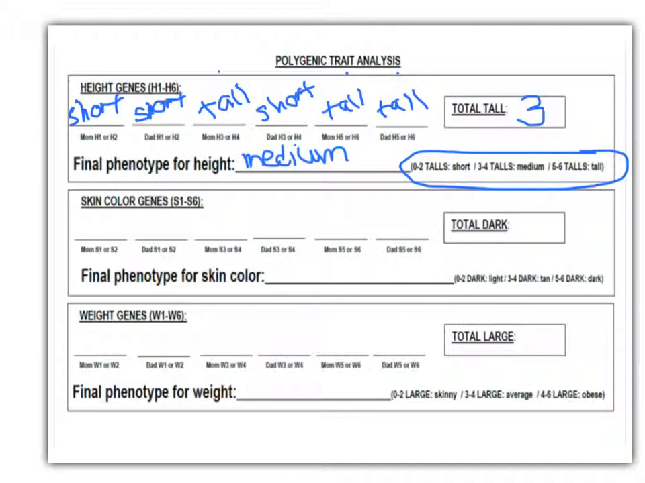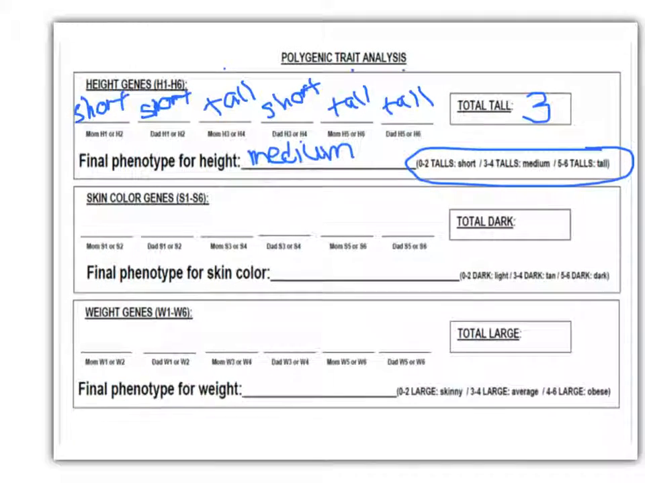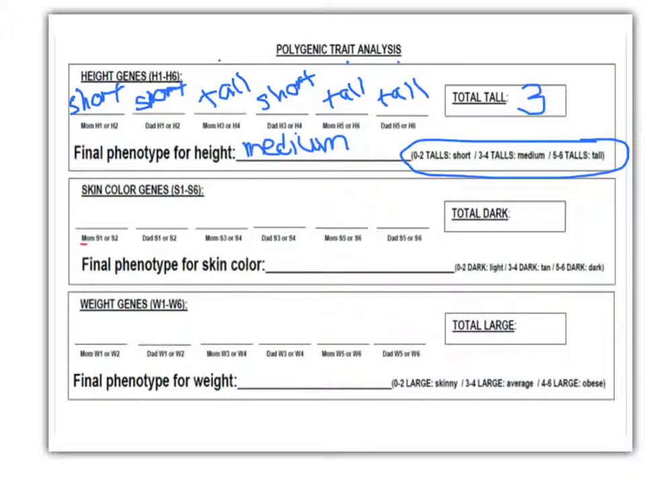So now you're just going to go do the same thing for skin color and for weight. You're just going to flip through both your packets, find S1 or S2, S1, S2 right here. So you're going to find these in your packets. And then you're also going to do these as well for every single one. So I'm going to go ahead and do mine. Make sure you're following along in your packet.